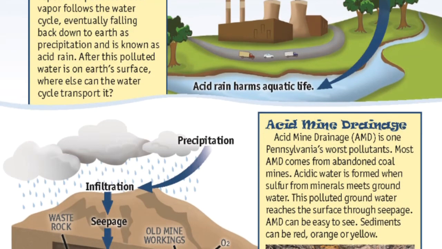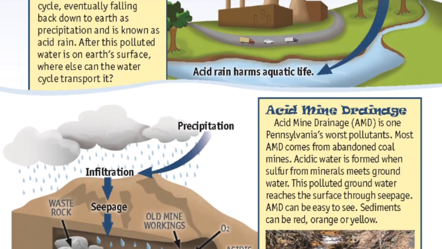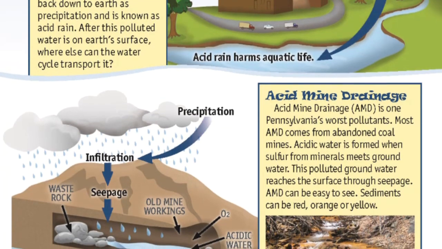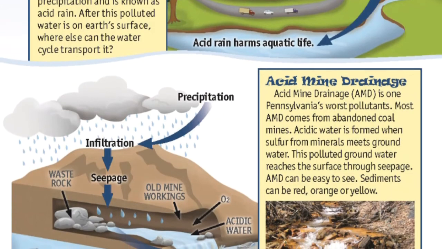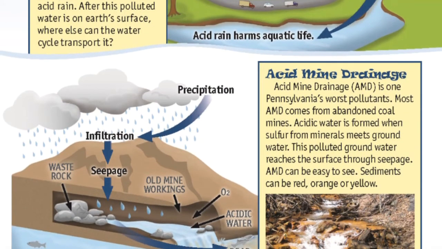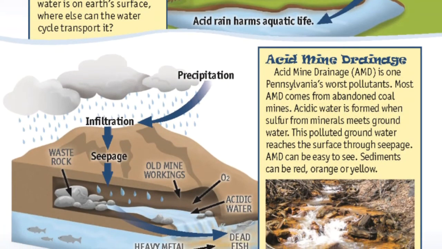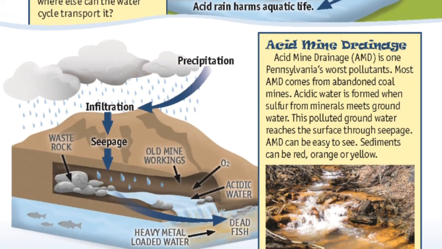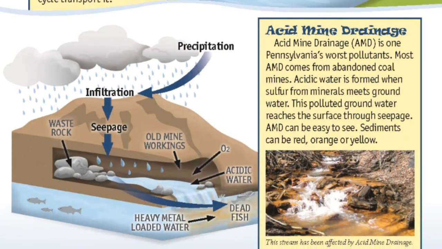Acid mine drainage. Acid mine drainage is one of Pennsylvania's worst pollutants. Most AMD, or acid mine drainage, comes from abandoned coal mines. Acidic water is formed when sulfur from minerals meets groundwater. This polluted groundwater reaches the surface through seepage. AMD can be easy to see. Sediments can be red, orange, or yellow.